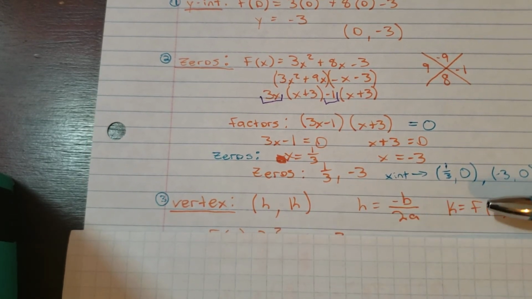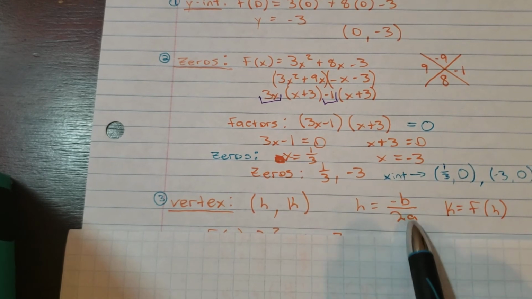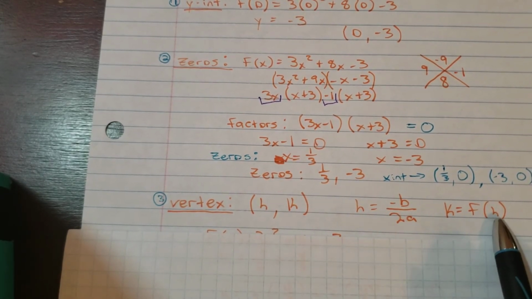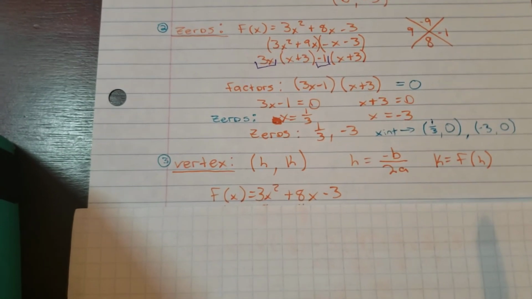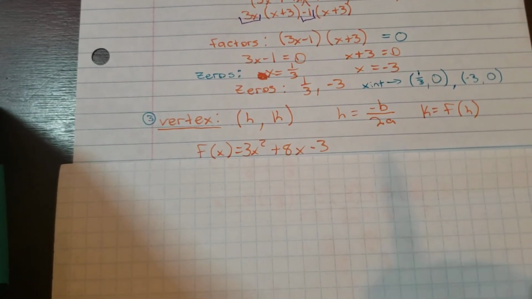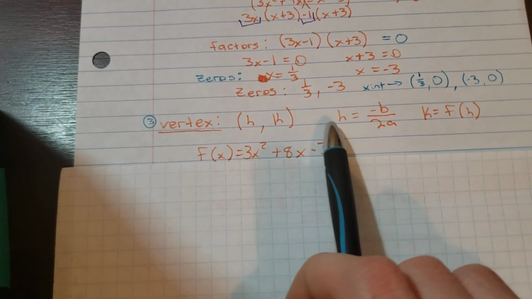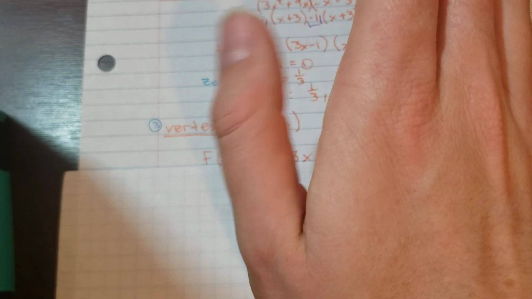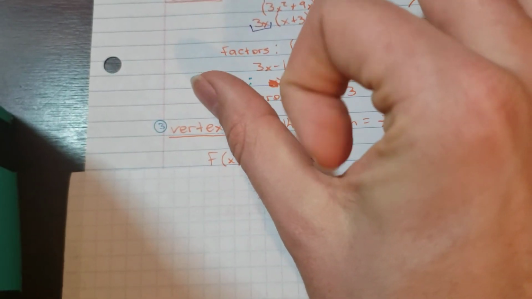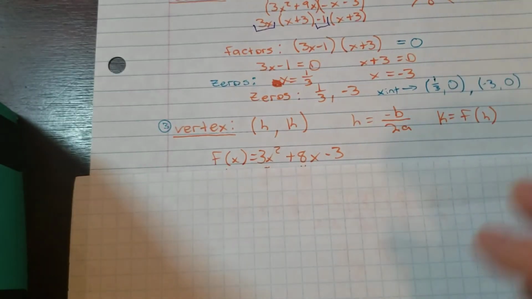And then in order to solve for k, you just plug this in for our x value, and that'll give you k. Okay, so again, this is our formula. Now, I want to solve for h. Again, we're looking for the vertex. That's where the parabola turns. So that's right there in the middle of my thumb, the vertex.